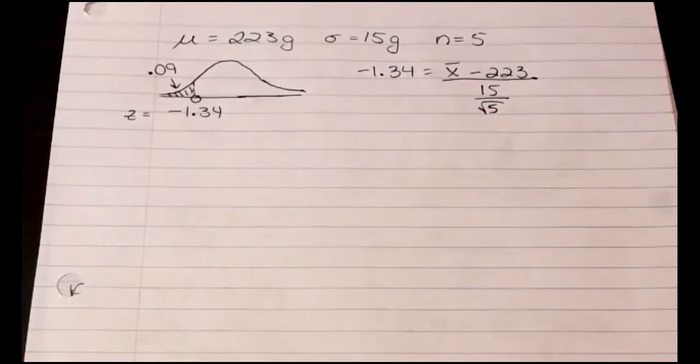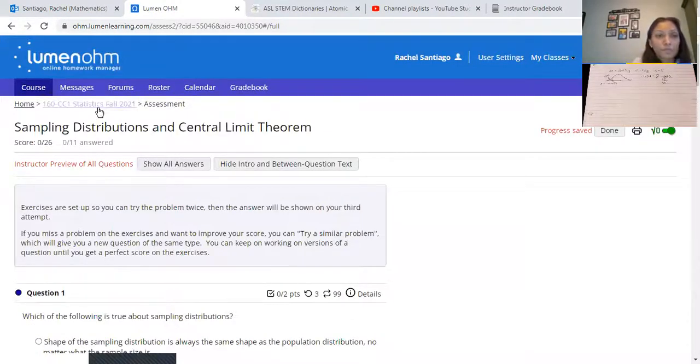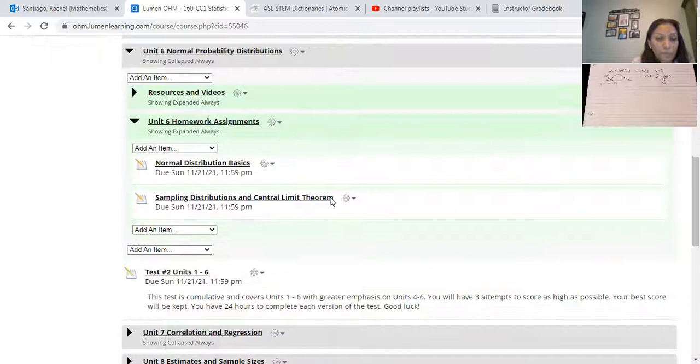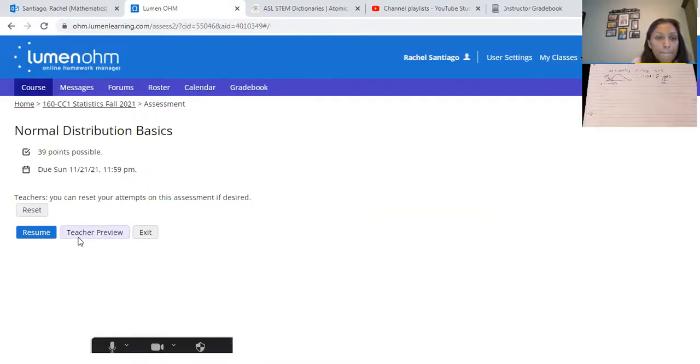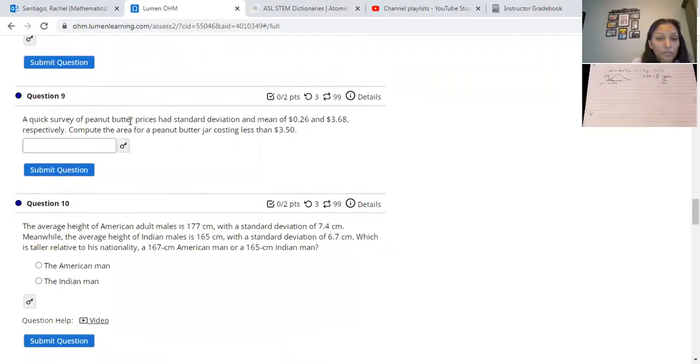Good. Surujni, last question. The first set of homework, number 9. Let's take a look. A quick survey of peanut butter prices has a standard deviation and a mean of 0.26 and 3.68 respectively. We want to find the area for a peanut butter jar costing less than $3.50.